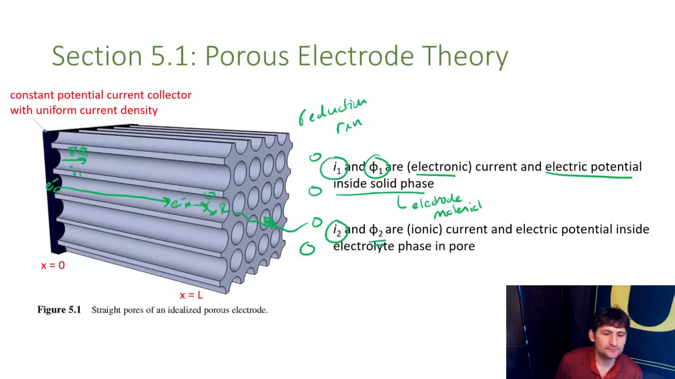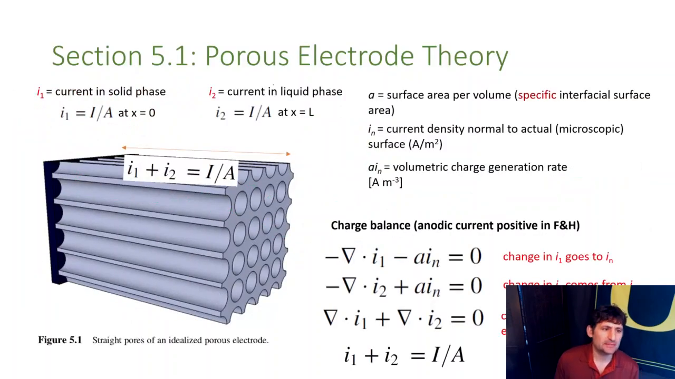So I2 is flowing through the center of the electrolyte out of the cell. It's the ions that are carrying the ionic current. And Phi2 is driving that ionic current due to a gradient in electric potential in the electrolyte phase. So this is where porous electrode theory gets a little bit confusing. You have to keep straight the current and the potential in the solid and the current and the potential in the pores. And both these are happening in the same volume of porous electrode. So let's think about what this means.